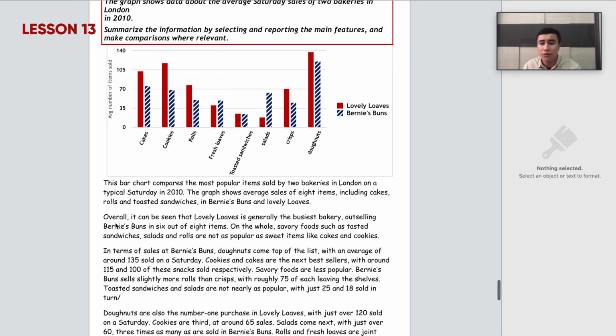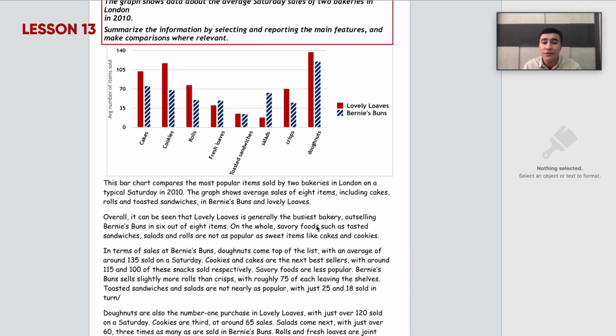Now, an overview. Overall, it can be seen that Lovely Loaves is generally the busiest bakery, outselling Bernie's Buns in 6 out of 8 items. So if you look at the bar chart here, you see that, okay, Lovely Loaves sold more items compared to Bernie's Buns. So cakes, cookies, rolls, so in 6 out of 8 items.